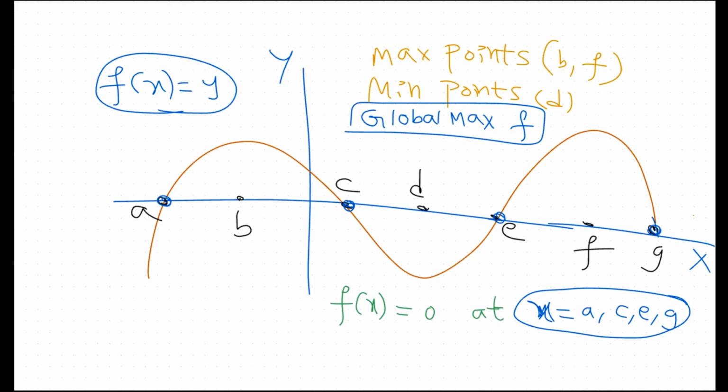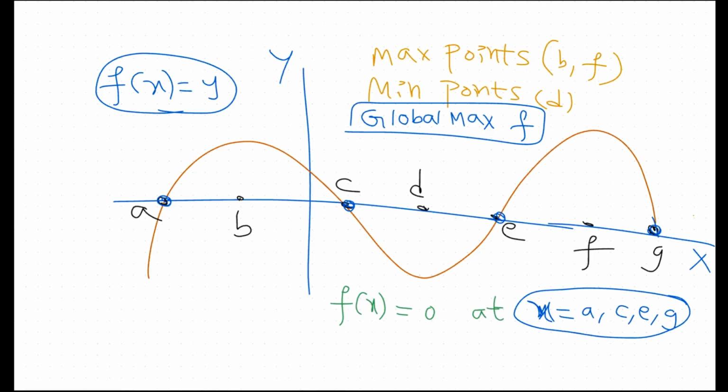Where f of x becomes 0 means wherever it is intersecting the x-axis. Got it or not? Important point. If they ask you to calculate the points where f of x is 0, you need to solve the equation. Even the previous question was there, x square plus 4x plus 3. When you solve the quadratic fast, it's very easy.